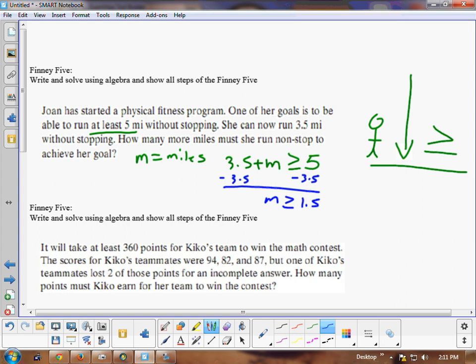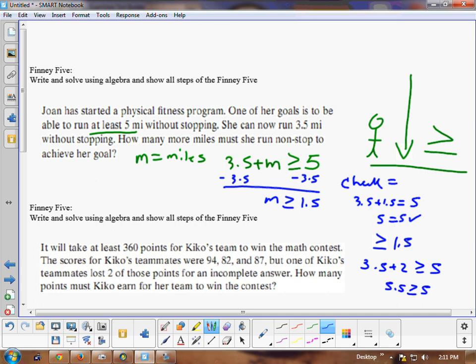Now you need to check it. So you have 2 checks. The first check is check the equality of it. Is 3.5 plus 1.5 equal to 5? And you do it on your calculator or do it in your head. It checks. And then check the inequality. You need a number that's greater than 1.5. So let's pick 2. So if she runs 2 miles, will she achieve her goal? Will it be a true statement? And you get 5.5 is greater than or equal to 5, and that checks.